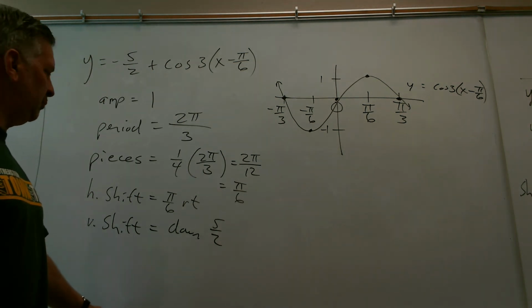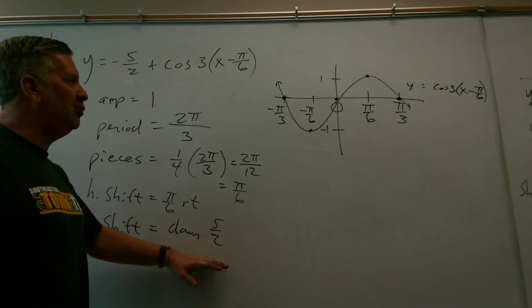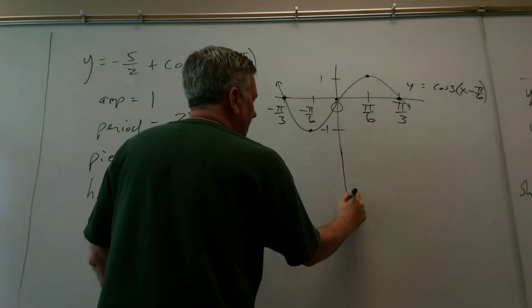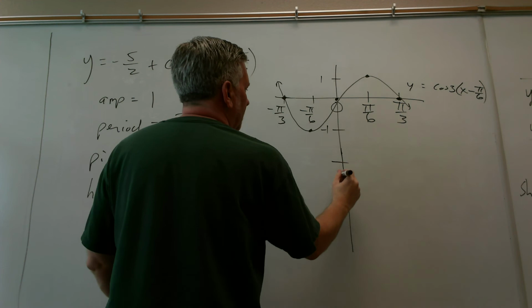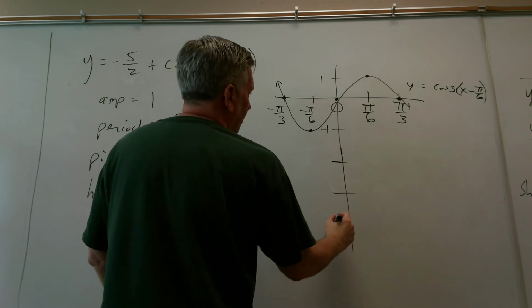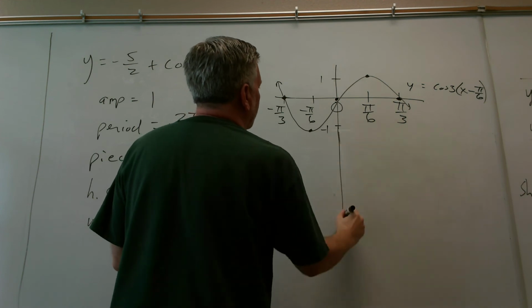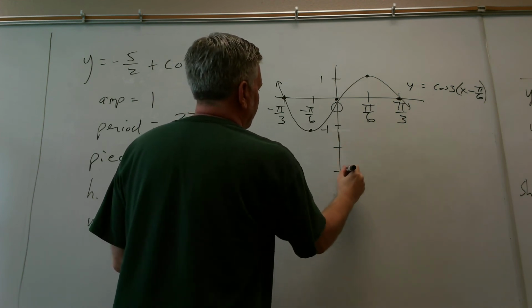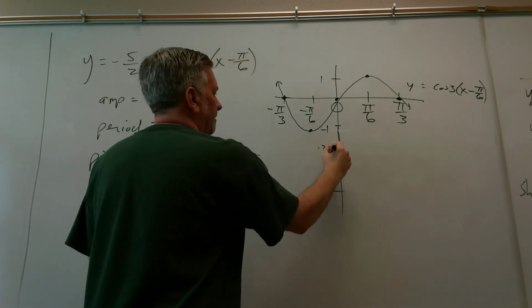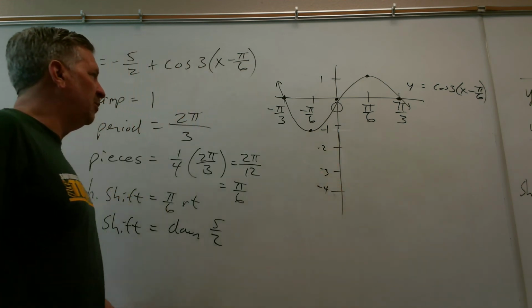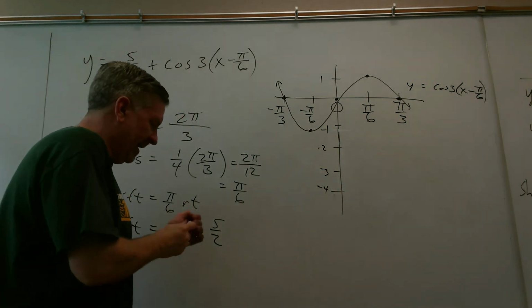So the only thing left to do is shift this graph down 2.5. So let me add some, there's one. I'm making that mistake. Okay, so let's move this graph down 2.5. I'll do it in blue.